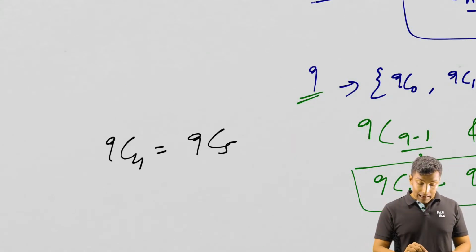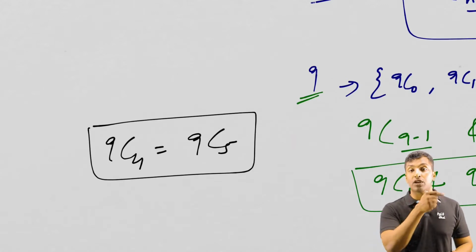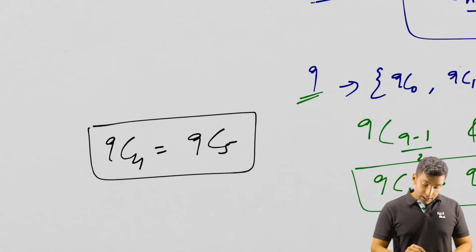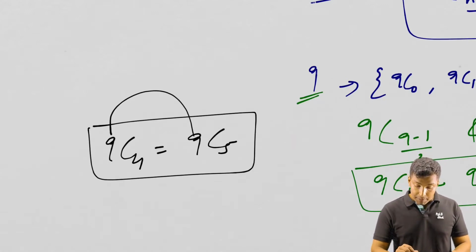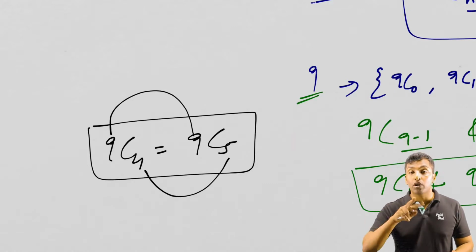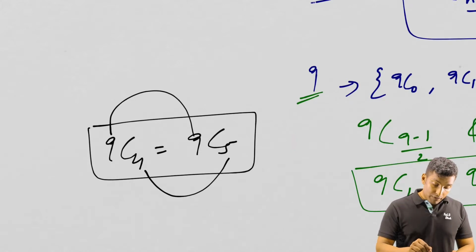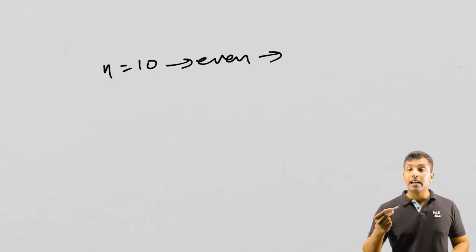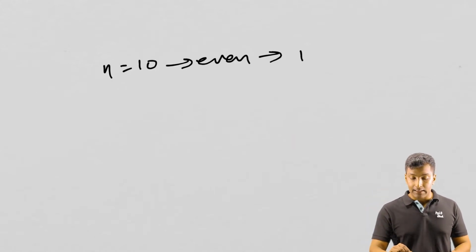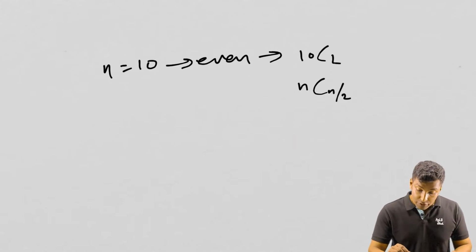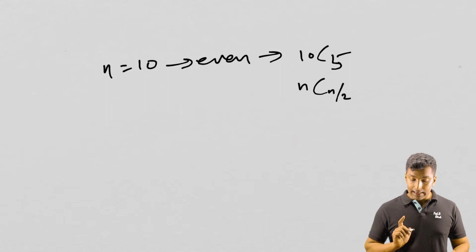Now, I hope you can clearly connect this with the previous concept that you have learned. See, the superscripts are same, and the subscripts, if you add, you get the superscript. So both of them will be equal. Now, the point is crystal clear. Let's suppose n is equal to 10, which is even, then it is crystal clear that the maximum value will be 10C5. How did you get this? nC n by 2.